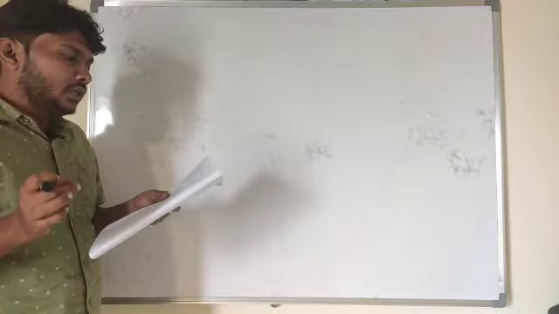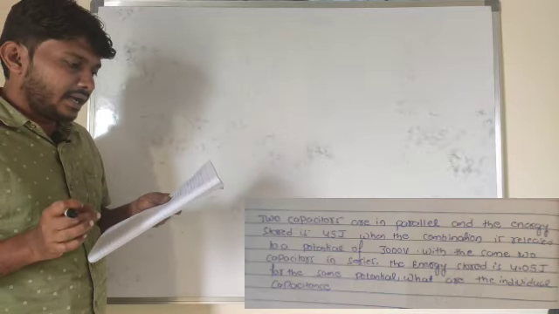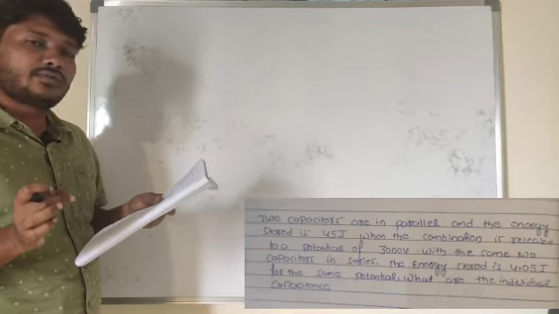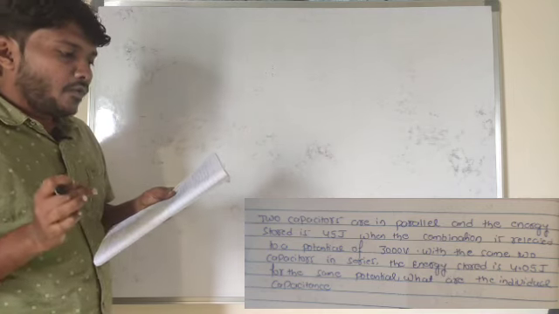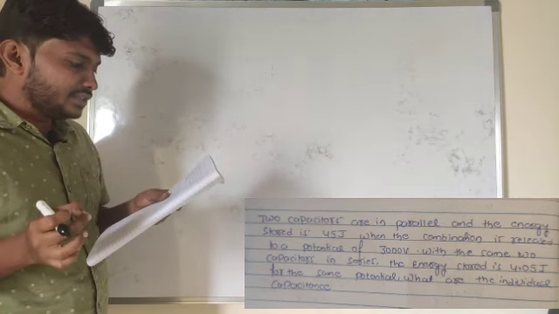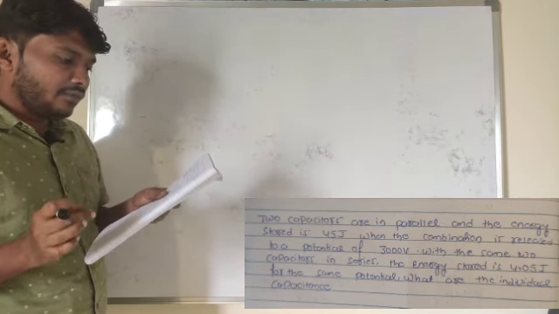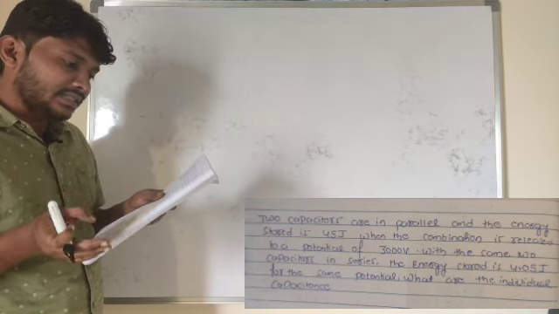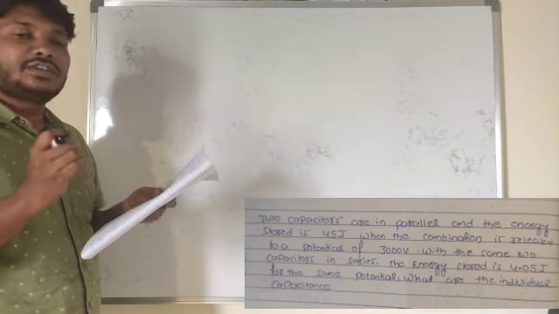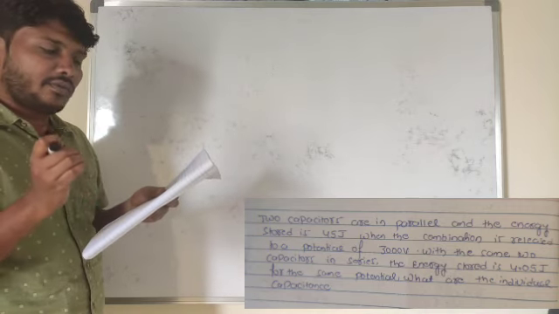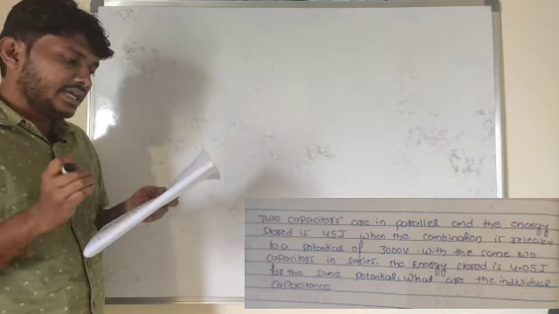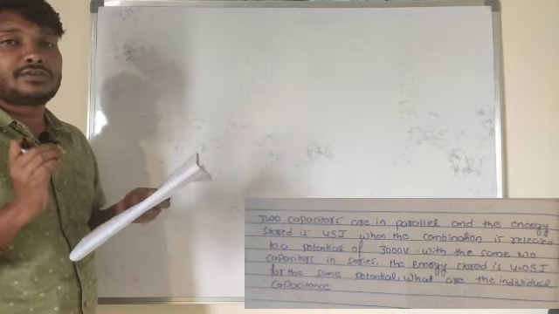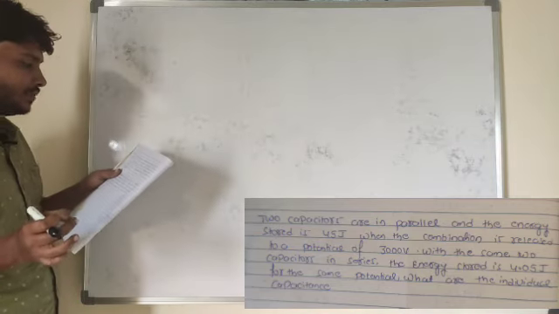So let's look at this question. Two capacitors are in parallel. The energy stored is 45 joules when the combination is connected to a potential of 3000 volt. With the same two capacitors in series, the energy stored is 4.05 joules for the same potential. What are the individual capacitances? So let me read the question once again.